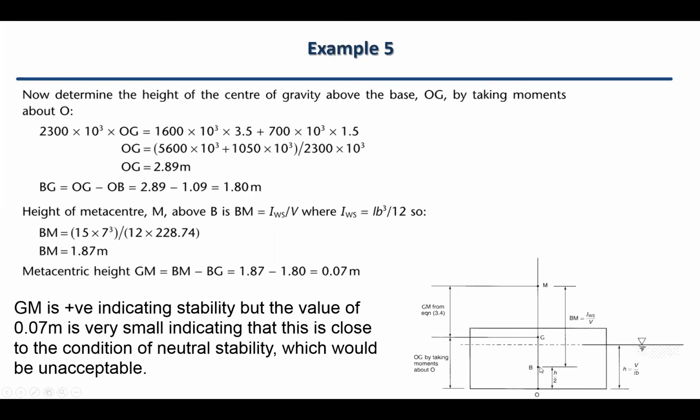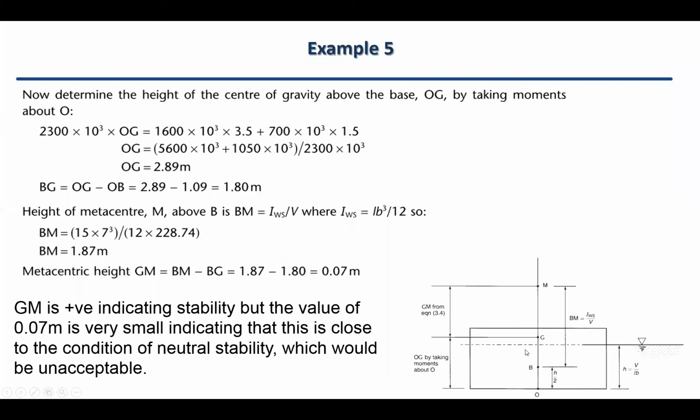So we have BG here. To calculate the rest of the formula, we just need to calculate BM. Based on the formula, taking BG away from BM, you can easily calculate GM. We know the formula for BM: I, the second moment of area, divided by the volume of water displaced. The second moment of area is LB cubed over 12, where L is the length, 15, times 7 cubed over 12, divided by the volume of water displaced, 228.74. So BM is equal to 1.87 meters.